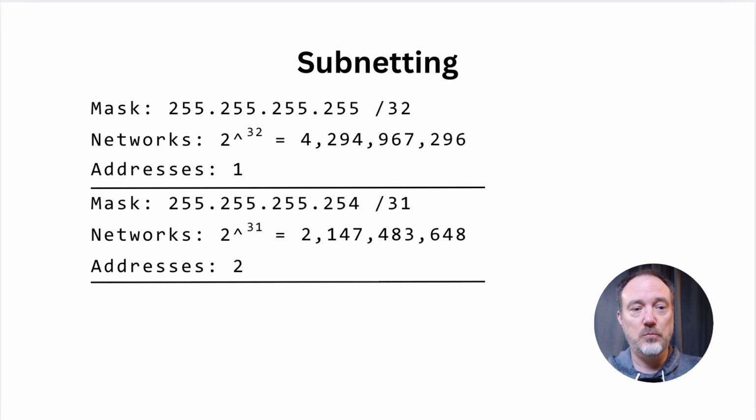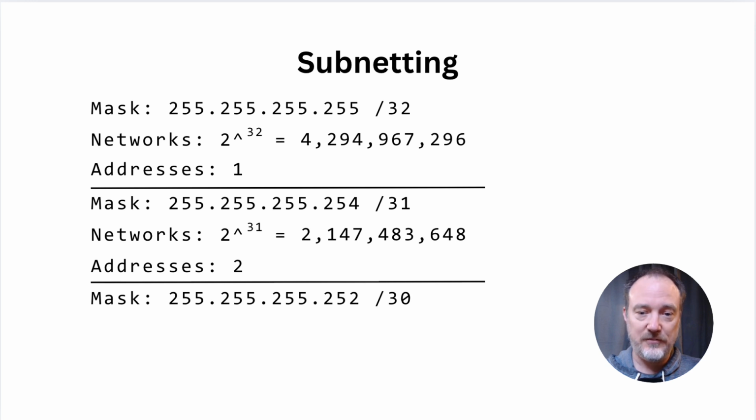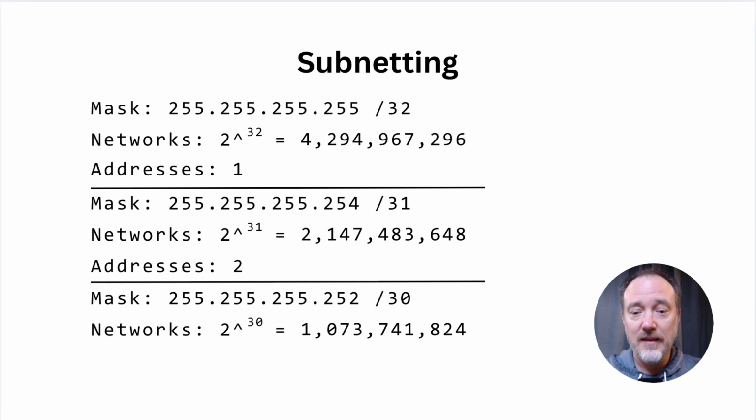If we continue this one more place, and we say we have 30 network bits in the subnet mask, that would be a subnet mask of 255.255.255.252 or /30. The number of networks is 2 to the power of 30 or 1,073,741,824 networks. If there are 30 network bits, then there would be 2 host bits. So the number of unique addresses is 2 to the power of 2, and that gives us 4 unique addresses per network.